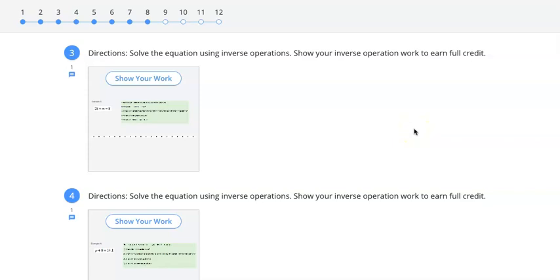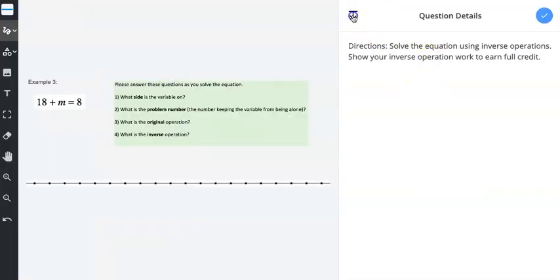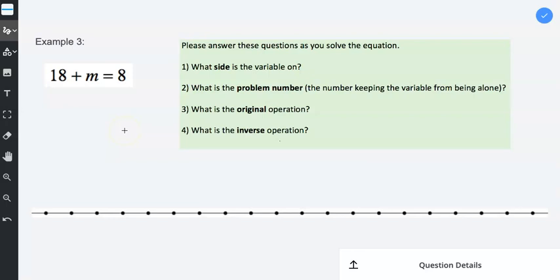In this video, I'm going to work through example 3 and example 4 on one-step equations. Example 3, 18 plus m equals 8.